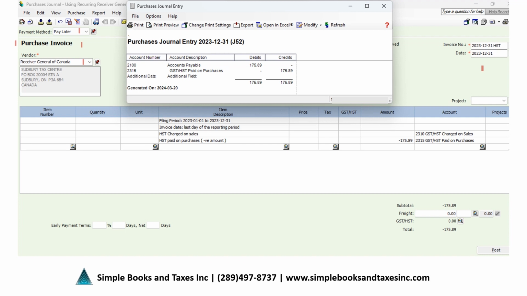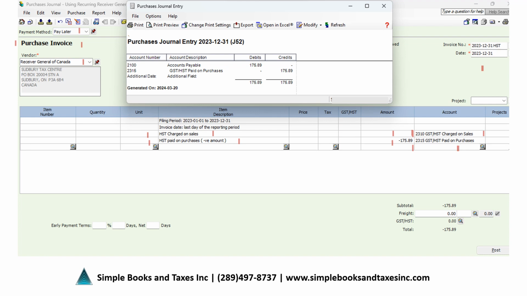In our case, we did not have HST charged on sales, but just in case, if you have HST charged on sales, the amount will be entered here as a positive amount because it is a liability account. In our example, we have HST paid on purchases. HST paid on purchases is a contra liability account, so it is debit by nature. We have to enter this amount in negative, and it is a liability account.